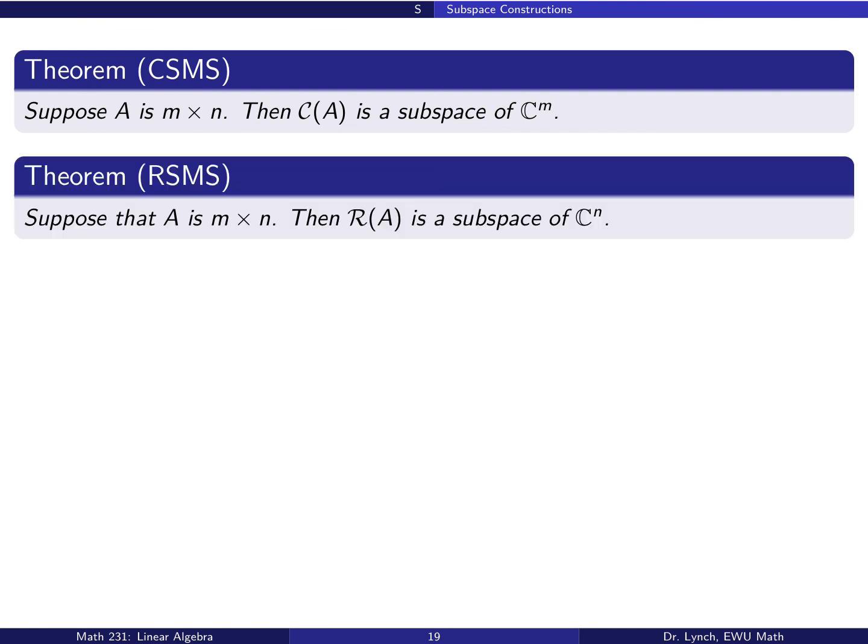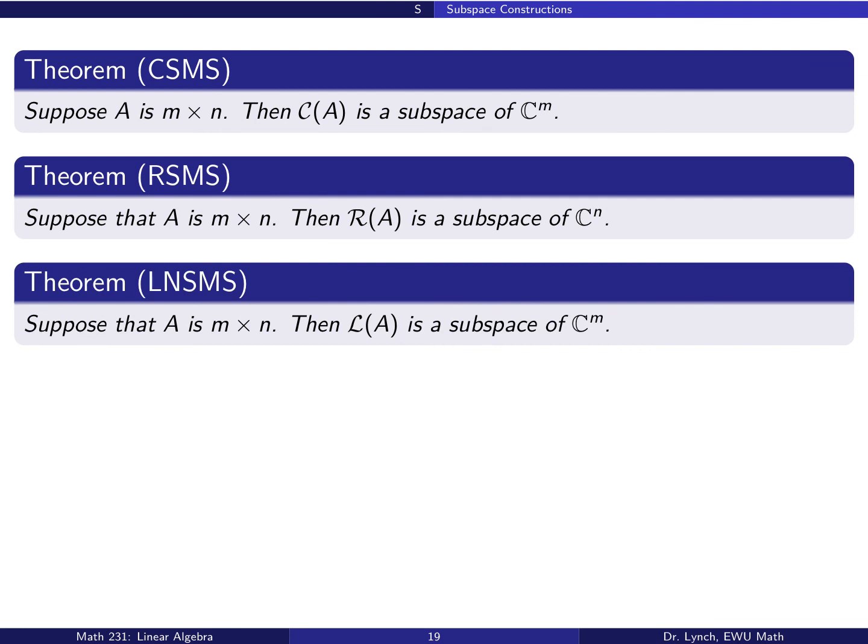This is also true for the row space. The row space is a subspace because the row space is the column space of the transpose. Every column space is a subspace, so the row space of A is also a subspace. It's a subspace, however, of C^n. The left null space is also a subspace. We know that any null space is a subspace, and the left null space is the null space of the transpose.